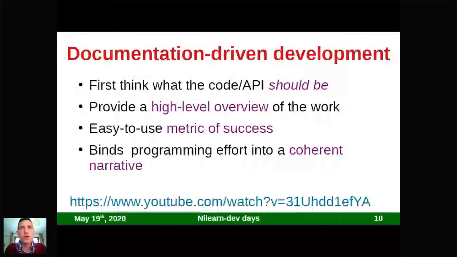So in this way, you first think what the code should be, rather than what it does currently, how usable it is now. Documentation-driven development provides a high-level overview of the work. It makes communication easier because you know the block that you want to do. It's not implemented yet, but you have a kind of contract of what you want to go towards. So it also gives you a metric of success to drive you to develop the documentation, the code.